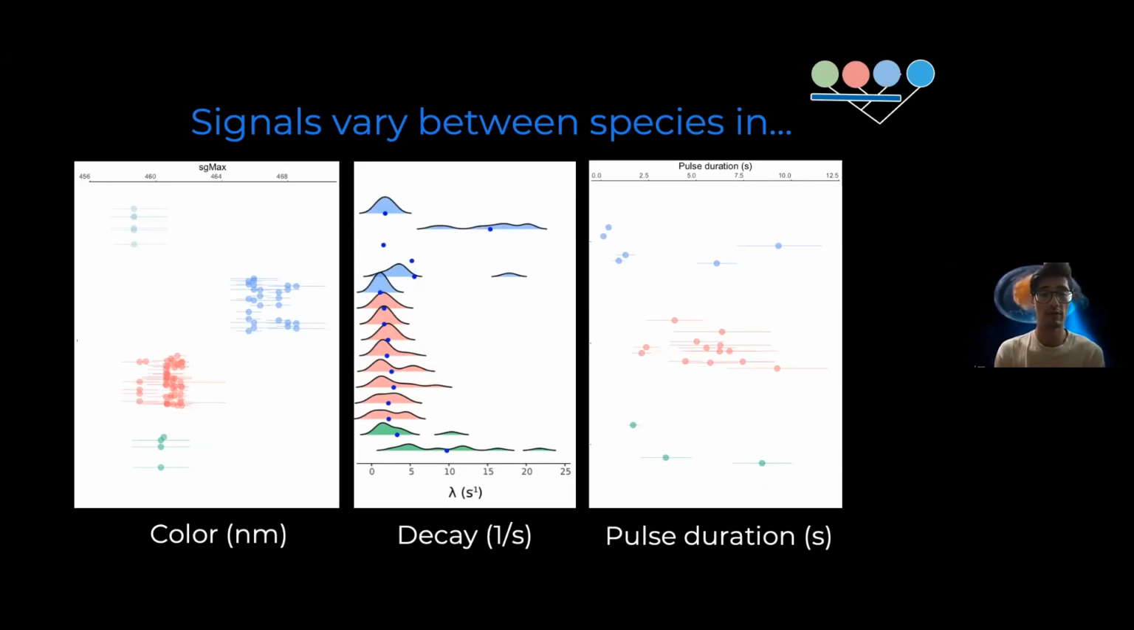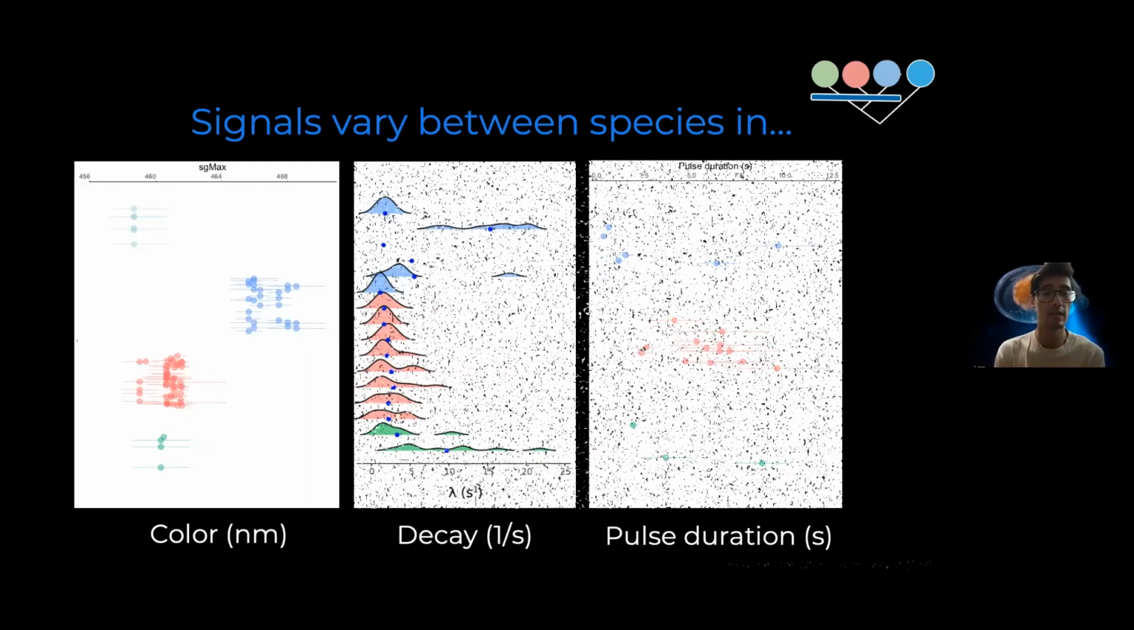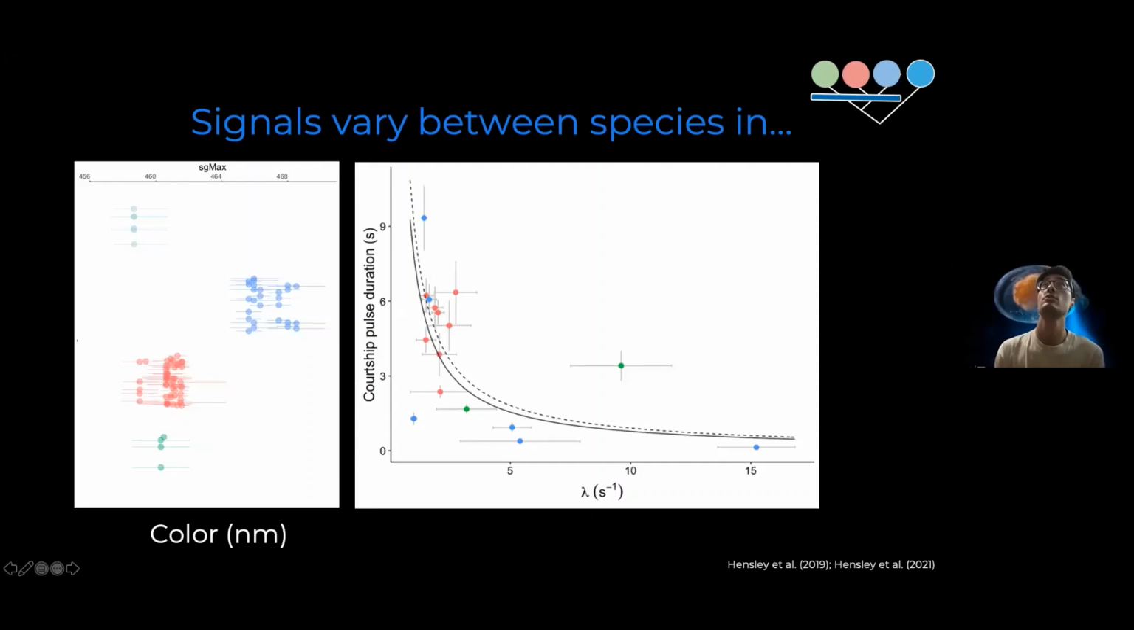And so we've actually shown that at least two of these things are correlated. Courtship pulse duration is really related to how fast the light decays, which would seem kind of obvious, but this is a really important starting place for us to try and connect the molecular mechanisms to these phenotypic measures that might actually be under selection and investigating that process.